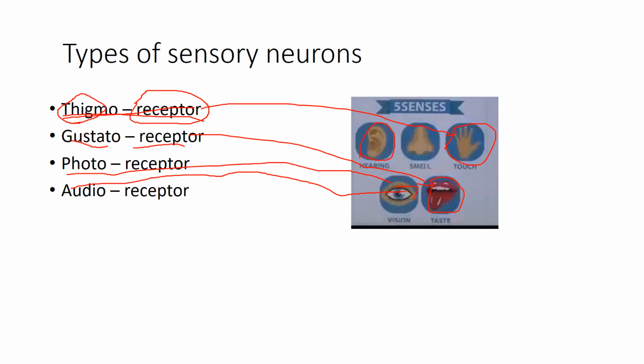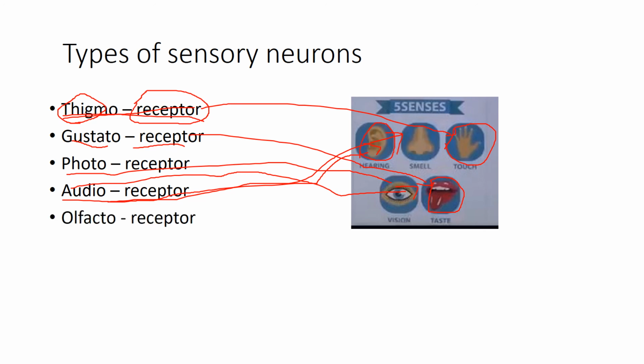And now audio receptor. Audio means sound. It is used for sound, that is in the ear. In the ear, what happens? This audio receptor takes the sensory information from the ear to the brain. This audio receptor is in the ear. It is used for hearing.